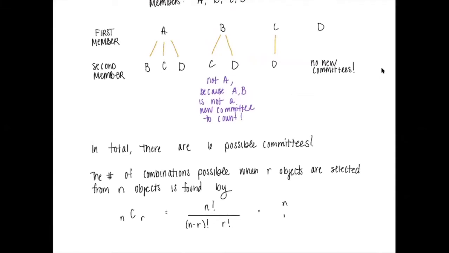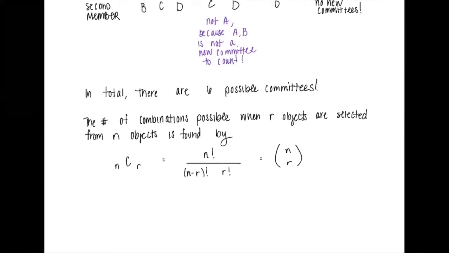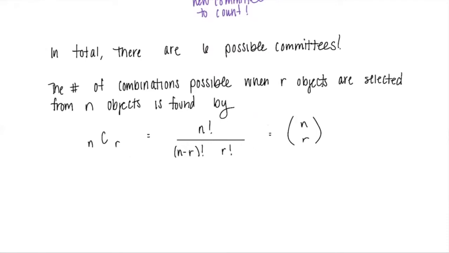Another way you might see this is from N, you choose R inside parentheses. So if you have to go into statistics, you're going to be using this quite a bit. And that is a secondary notation that tends to be a bit more common than that NCR. So ultimately, the way you can think of this is from N objects, we're choosing R of them. Okay.